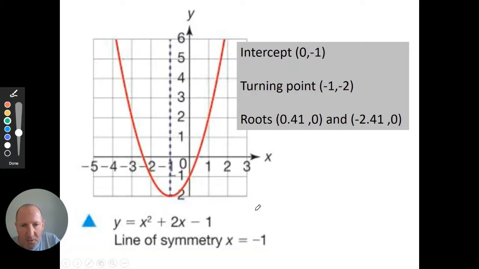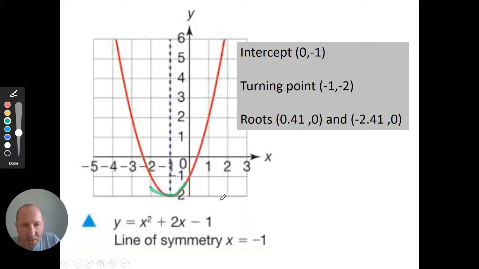It also has a thing called a turning point, which is down here at the bottom of the U shape. It turns because it stops from going down to going up, or going the other way, from going down that way to up there, where it turns.